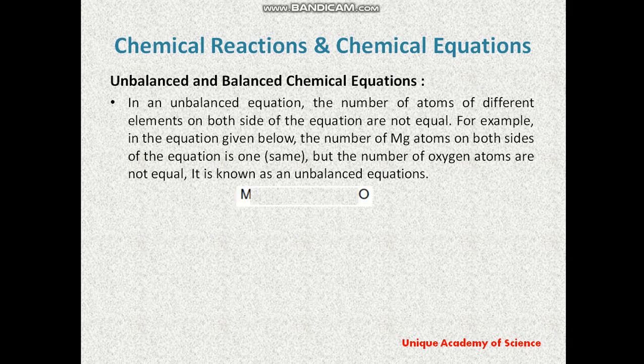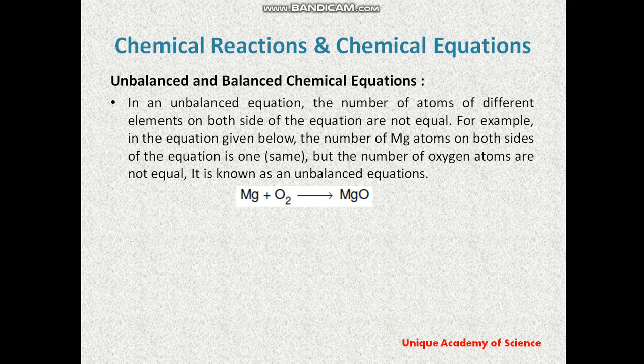For example, you can see in this equation Mg plus O2: a magnesium ribbon is burned in air, so it reacts with oxygen gas and produces magnesium oxide as a white powder. Here the equation is written in the form of a symbolic equation. So the symbolic equation is Mg plus O2, it gives MgO.